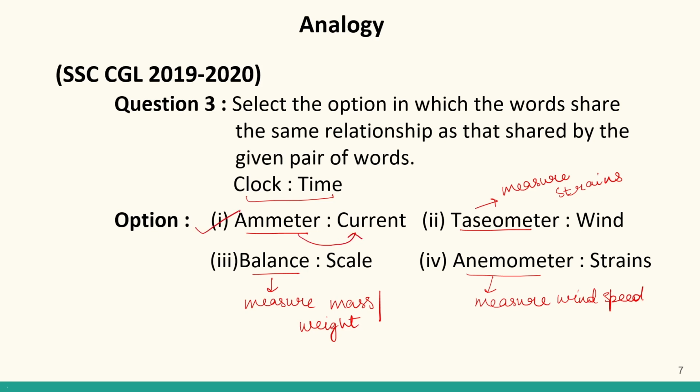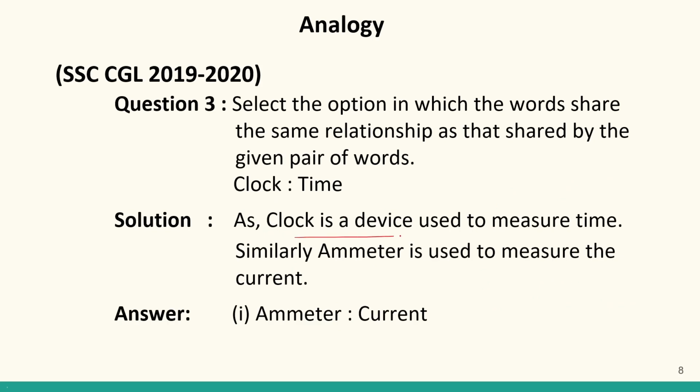Here, the answer number 1, which is ammeter and current, will be the correct answer because it shares the same relationship as time shares with clock. So, clock is an instrument that is used to measure time. Similarly, ammeter is an instrument which is used to measure current. Here you can see clock is a device used to measure time. Similarly, ammeter is used to measure the current.